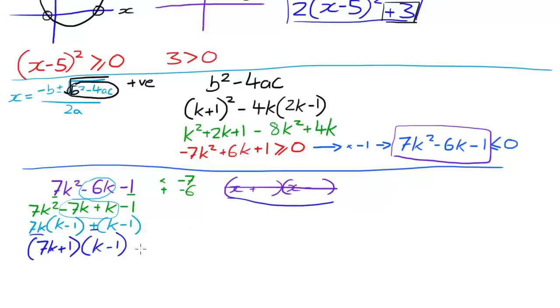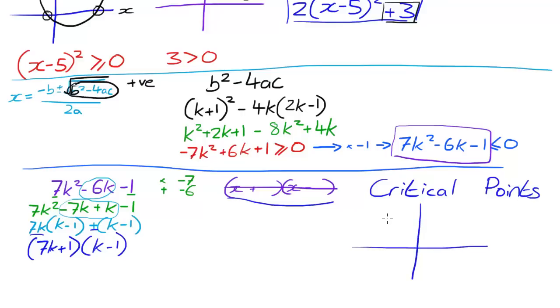So let's try and find out what the critical points are. So the critical points are on a traditional, if we have an x squared looking curve, then the critical points are going to be these points here, these ones here. So we're going to try and find out where they are, where these are.